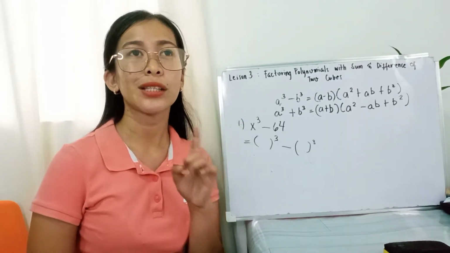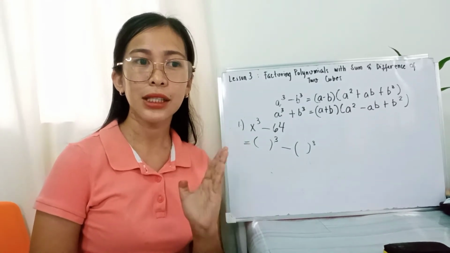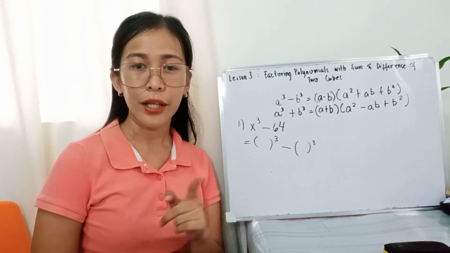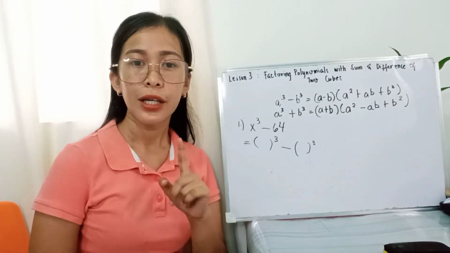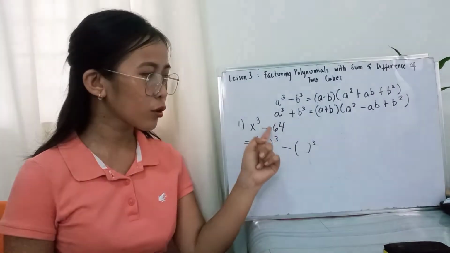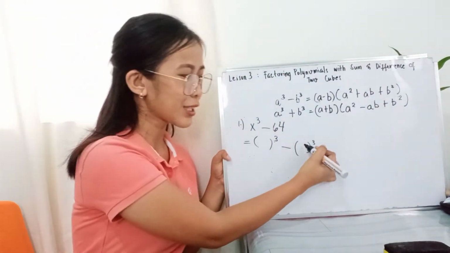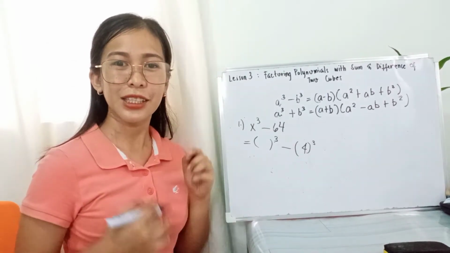1 times 1 times 1 is 1. 2 times 2 times 2 is 8. 3 times 3 times 3 is 27. 4 times 4 times 4 is 64. Therefore, nakuha ninyo na ang root, or na-express ninyo na siya to the power of 3. That is 4, di ba? Kasi 4 times 4 times 4 is 64.